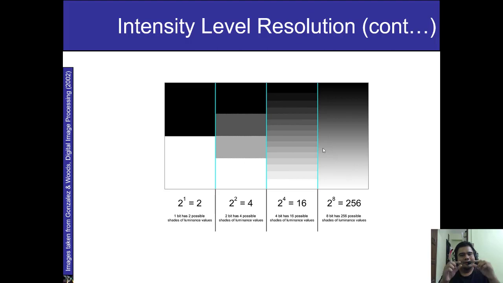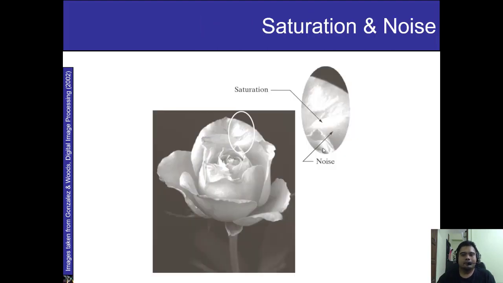Spatial resolution is where the block or the pixel size becomes smaller and smaller as you increase the spatial resolution. But the intensity level resolution is about the color, the changing of the color. So 8-bit is enough to see that the changing is very smooth. I hope you understand about that.